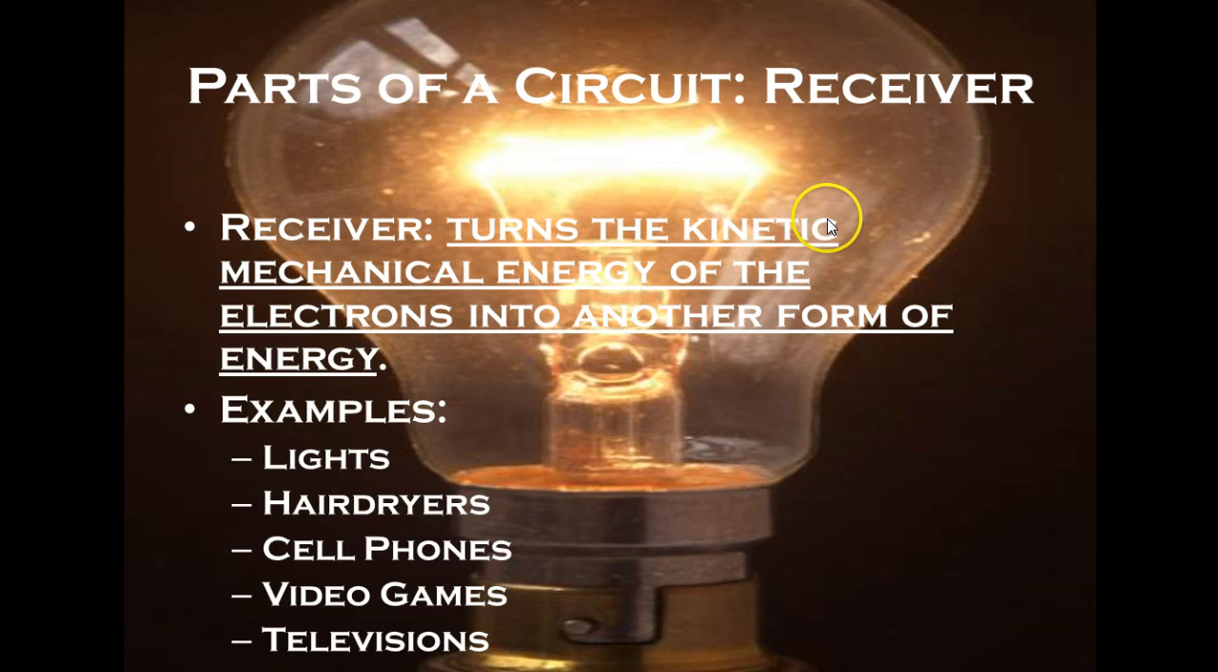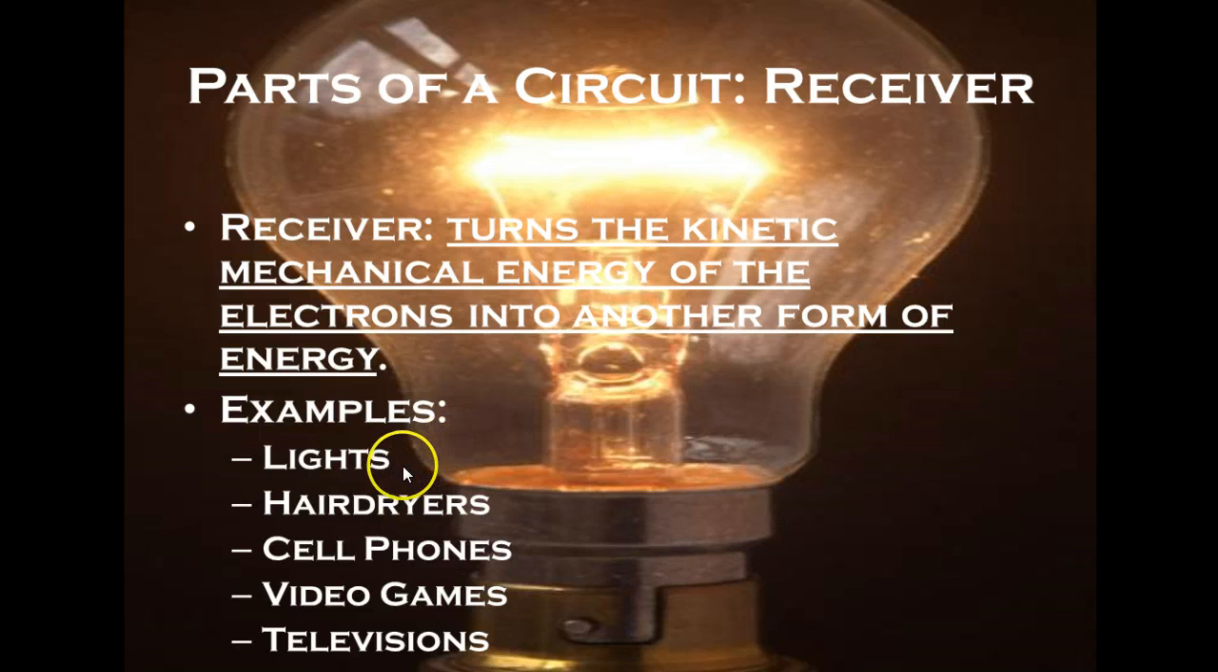So when those electrons have left that battery, they're moving, so you have kinetic, mechanical energy because they're doing work of some sort. And when they get to this light bulb, in order for this light bulb to light up, it has to change mechanical energy into another type of energy. For this, it's going to be a different type of mechanical energy or electromagnetic energy.